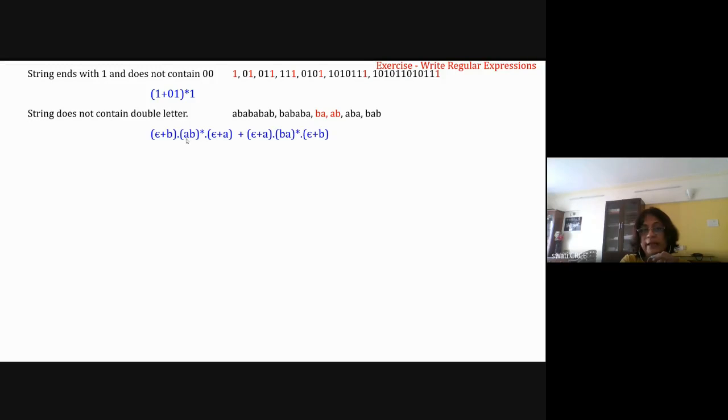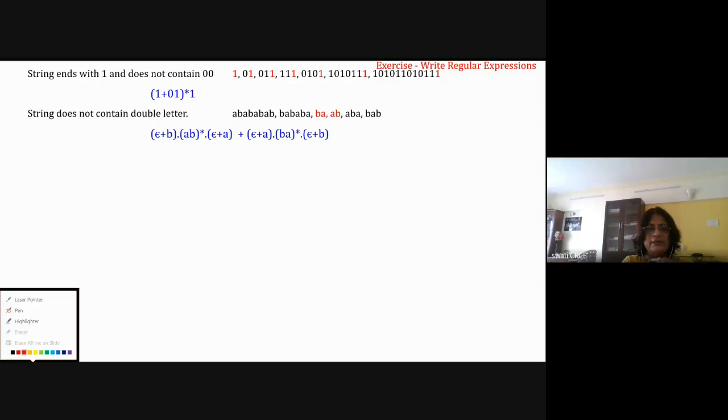Okay, if I say only (AB)* or (BA)*, then it will take only even length strings. But my string can be odd length also. If it is an odd length string, then one extra B can be there and one extra A can be there in the beginning or in the end. But there is no guarantee, because it can be there at only one place and not at the other place. So I have used the epsilon symbol here. This is also another method to write it down.